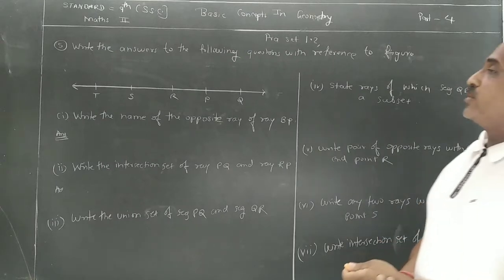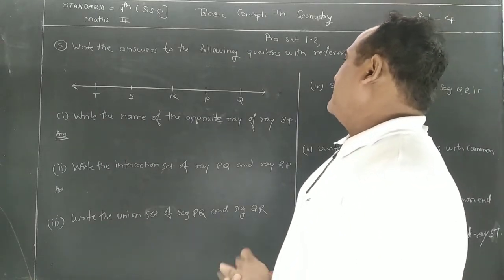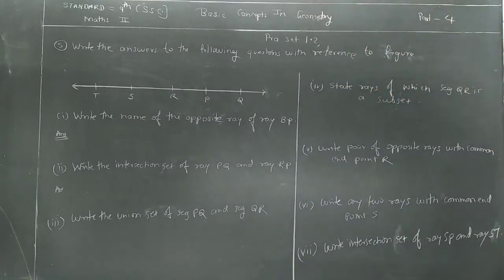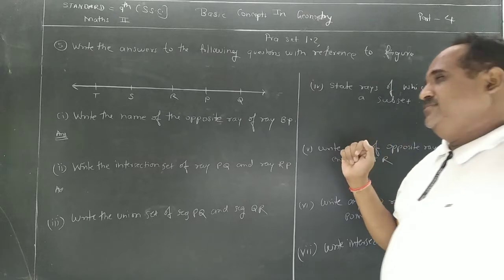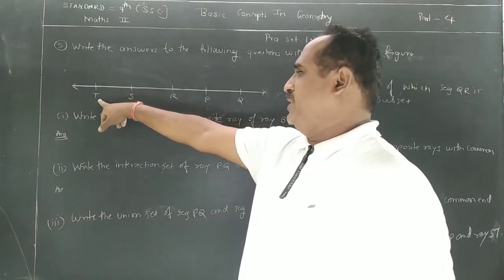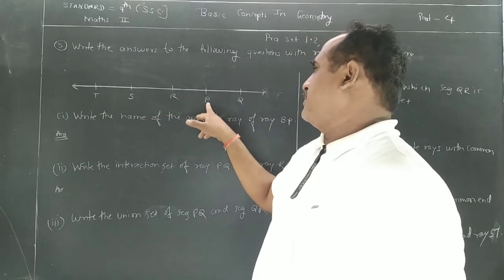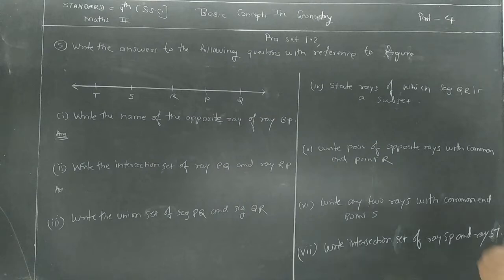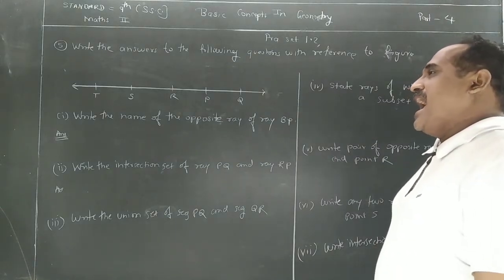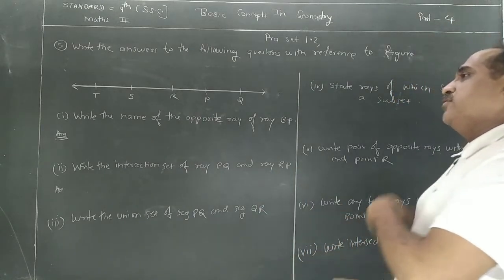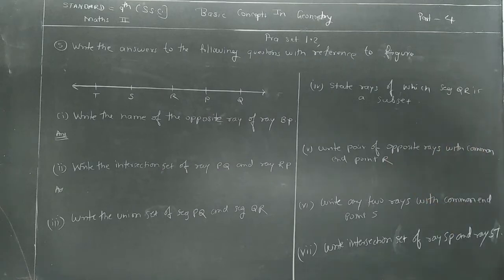See student, now question number 5. Write the answer of the following question with reference to the figure. They have given this figure. They have drawn one line and given the points T, S, R, P, Q. Now, actually, it is a revision of the chapter sets, as well as you should have proper knowledge of whatever concepts we have studied in geometry.